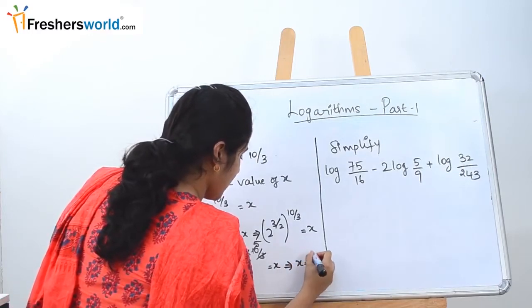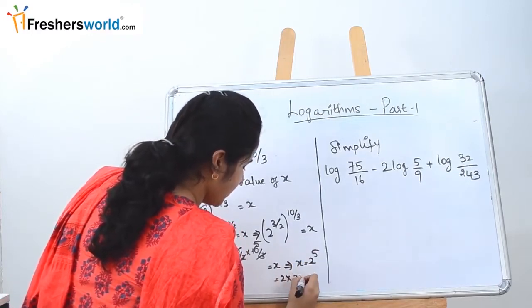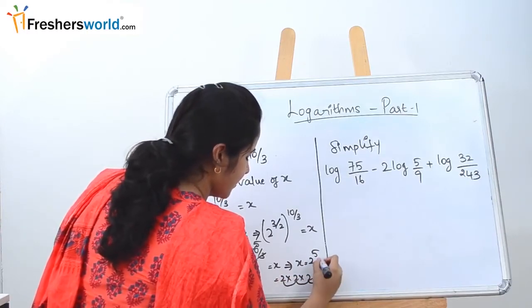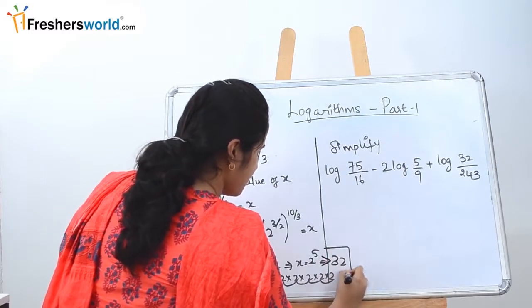x is equal to 2 power 5, which is nothing but 2 into 2 into 2 into 2 into 2. So 2 2s are 4, 4 2s are 8, 8 2s are 16, 32. So the value of x is nothing but 32.